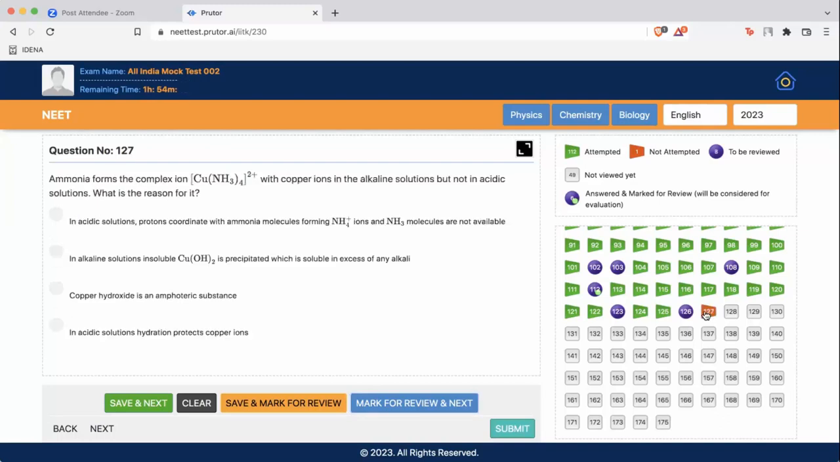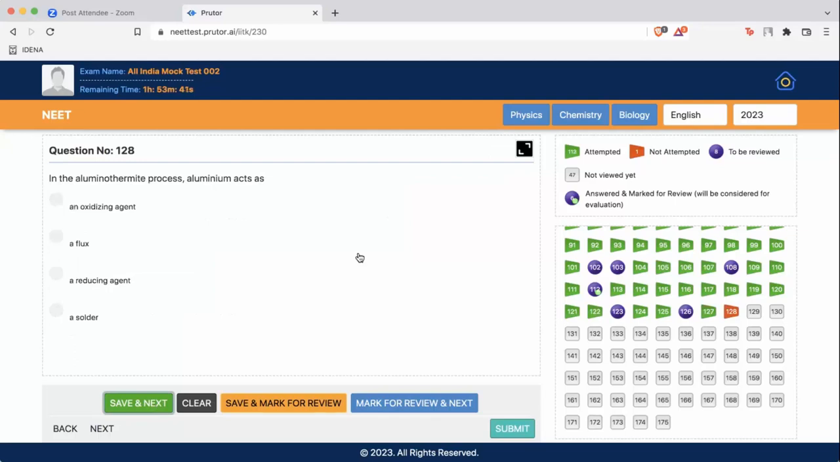Here comes the complex ion, but it forms in alkaline solution, but not in acidic solutions. Why is that the case? Yeah, this makes the most sense. In acidic solutions, NH4+ is formed, in coordination with the H+ ion. So in the aluminothermite process, aluminum acts as a reducing agent. Fe2O3 will be converted.